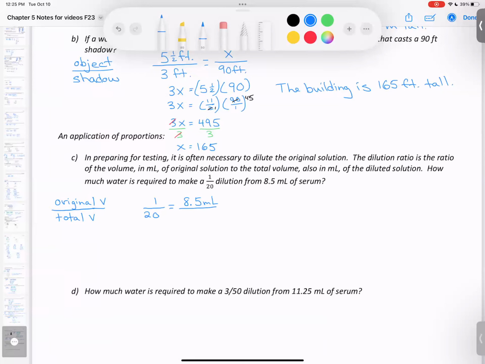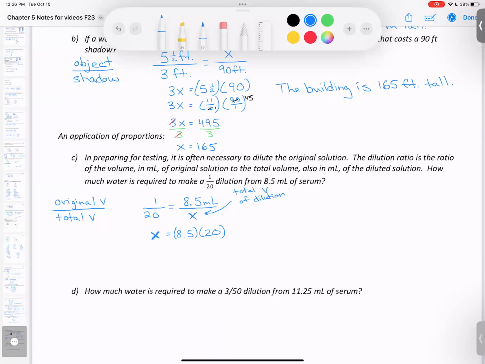That means our X here is going to be the total volume of dilution. Let's solve for the total volume of dilution that we're going to have if we use 8.5 mils of serum. We're going to do the cross product method, and that's quite convenient because we have 1 times X, which is just X. So we almost are solved already, equals 8.5 times 20.